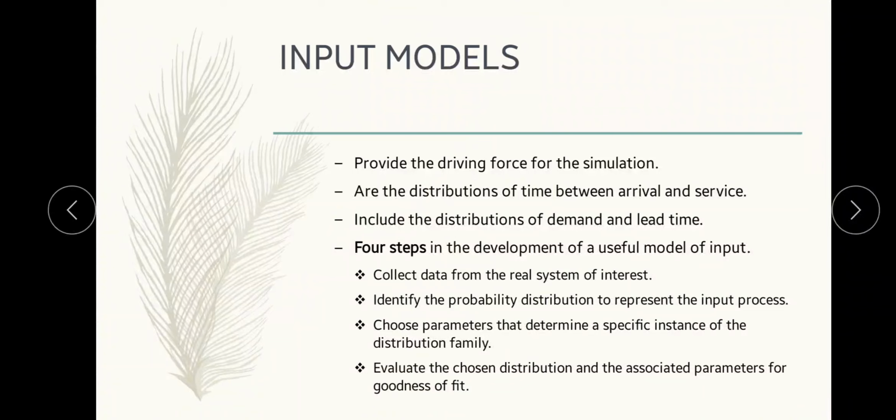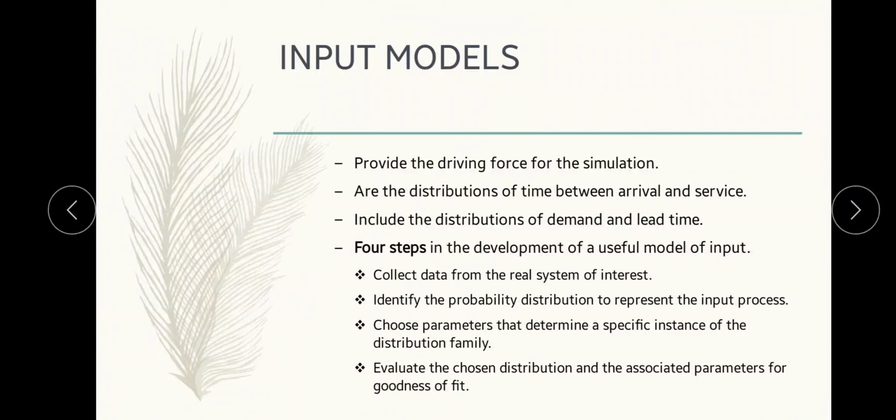In real world simulation applications, however, choosing appropriate distributions of input data is a major task from the standpoint of the time and resource requirements. So, we require a very good input model to have a good simulation.